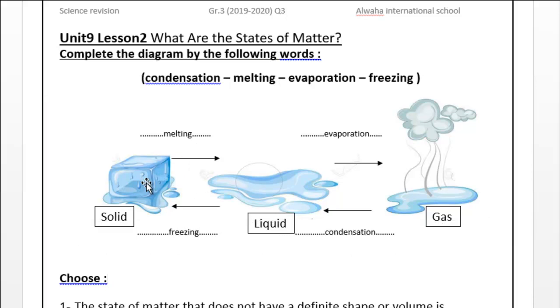So again, from solid to liquid, it's called melting. From liquid to gas, it's called evaporation. From gas to liquid, it's called condensation. From liquid to solid, it's called freezing. Okay, don't forget that.